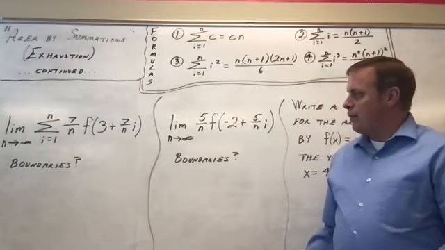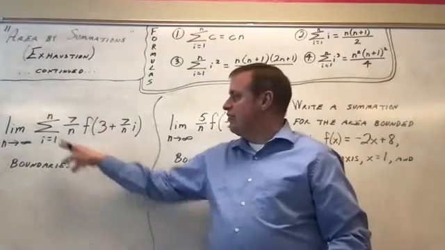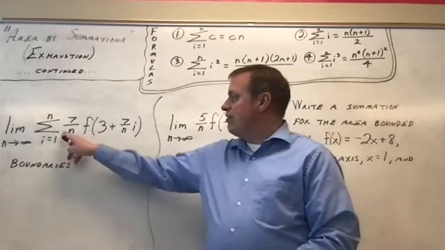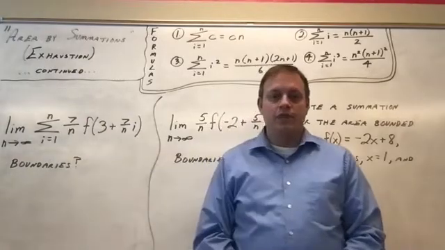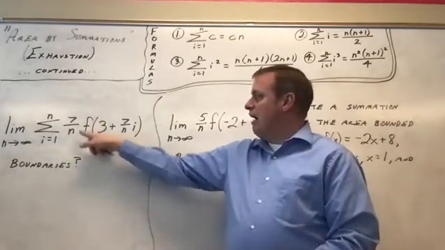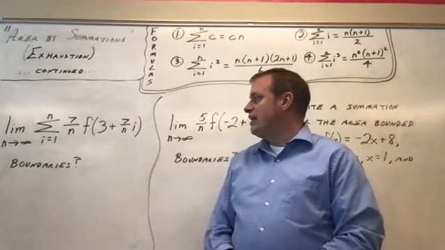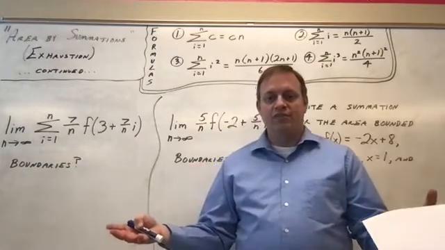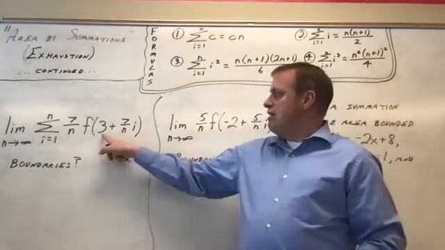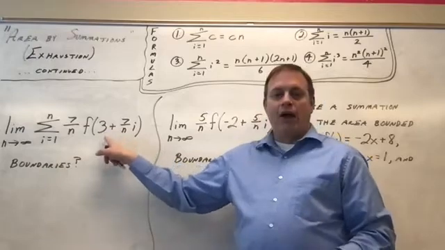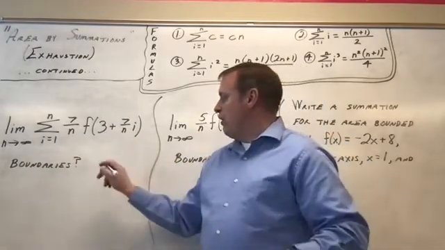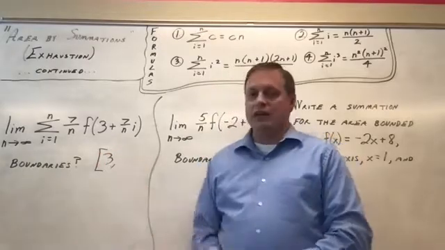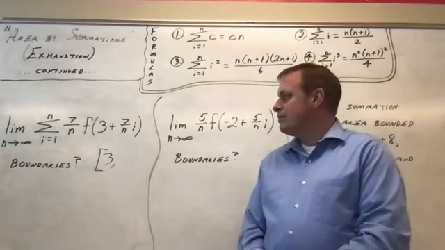So if I were to give you this situation and said, all right, the limit as n approaches infinity of the summation from i equals 1 to n of 7 over n, f of 3 plus 7 over n times i, and I said, hey, what are the boundaries? Well, this 3 is our lower boundary. And so I'll denote that by using a bracket and putting the 3 there. That means we're closed at 3.